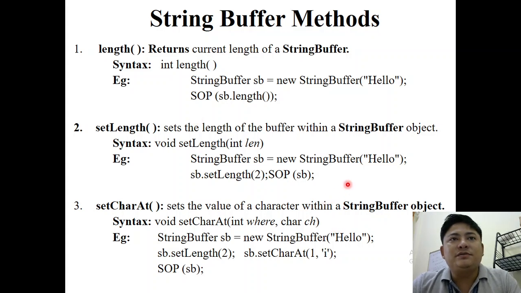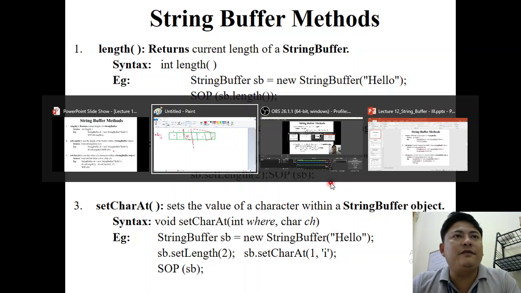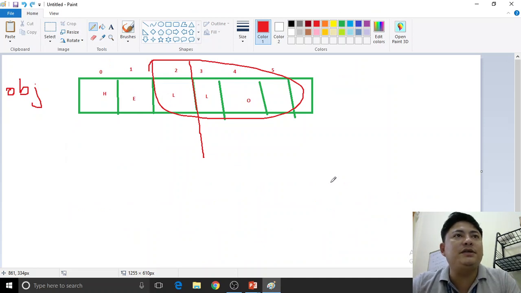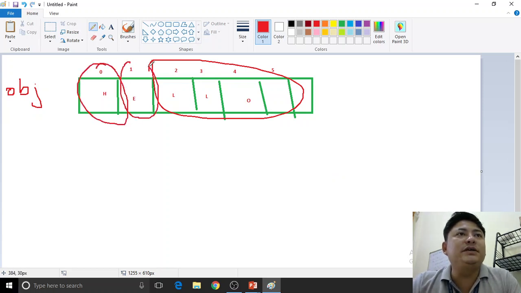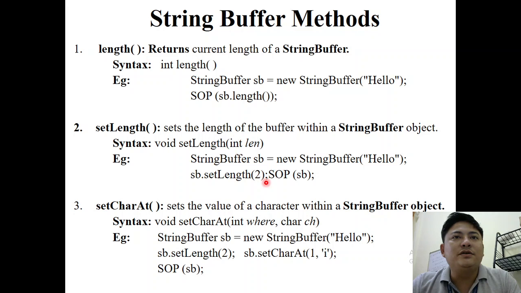Or in other words, I can also interpret this in this way: setLength 2 means you need only two characters. So you have set the limit to 2. That's the meaning of 2 over here. How many characters do you want? 1, 2. Understood? Okay.